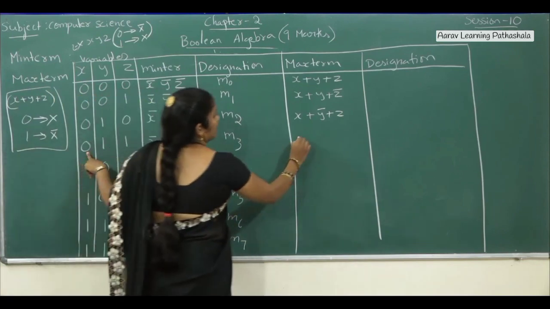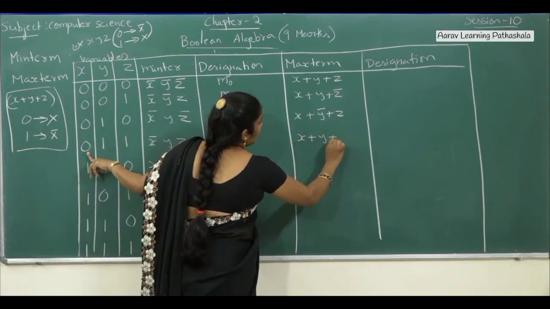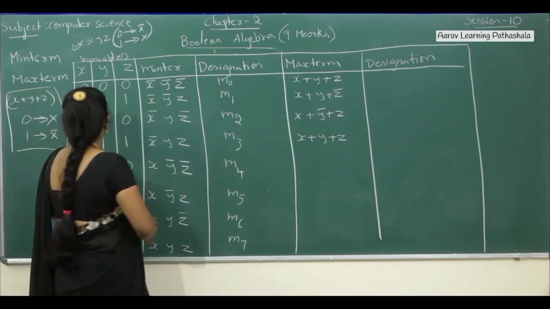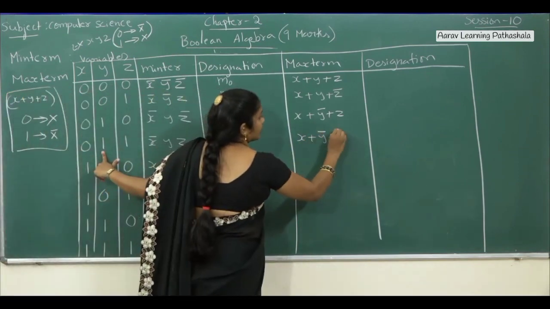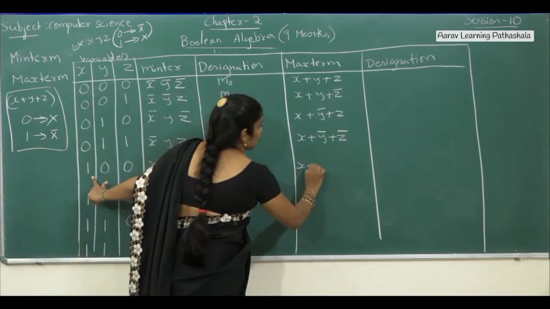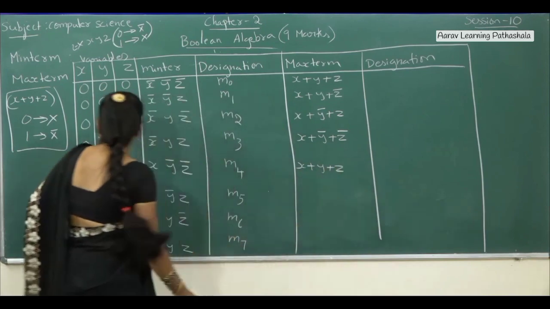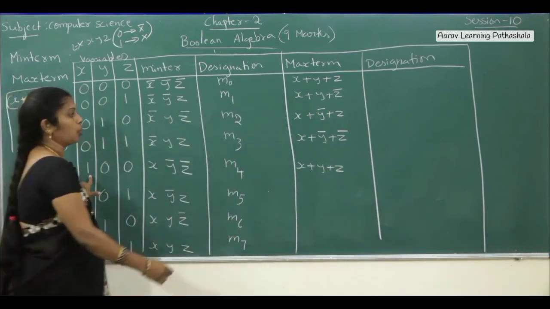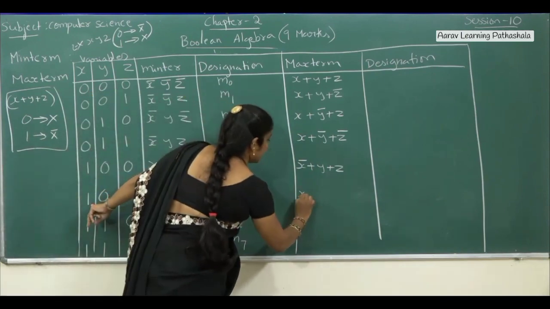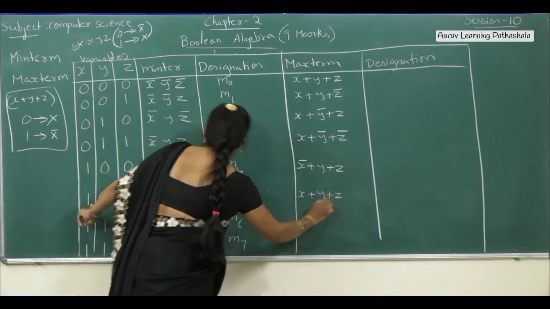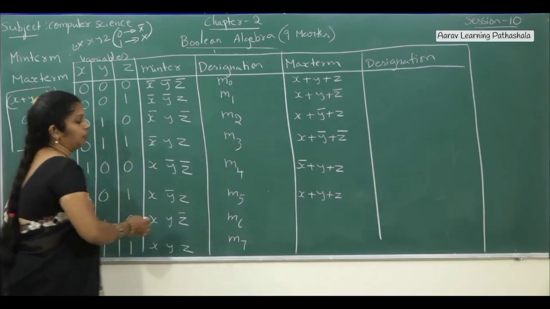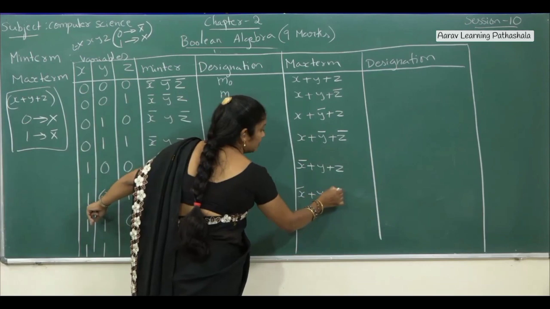Now x plus y plus z. In this equation, only for these two I have to put complement. Only if it is 1 you put complement: x bar and z bar. Next, write down x plus y plus z. Now only for the first one you have to put complement. Next, x plus y plus z. Now see the equation, only for the first and last one you have to put complement, x bar and z bar.